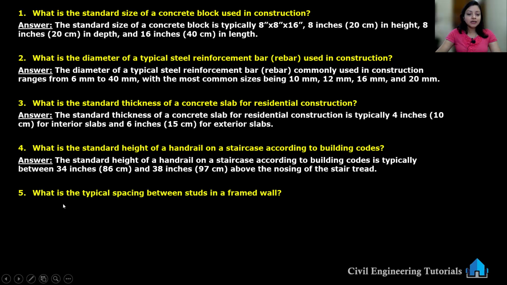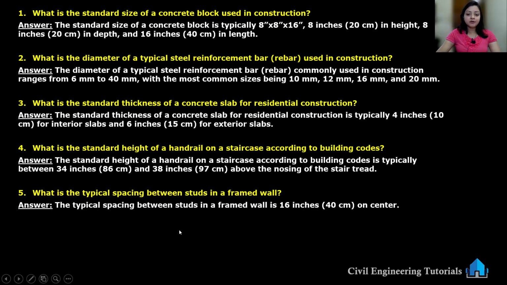Next, what is the typical spacing between studs in a framed wall? The typical spacing between studs in a framed wall is 16 inches or 40 centimeter on center.